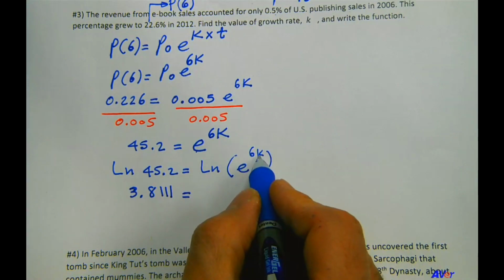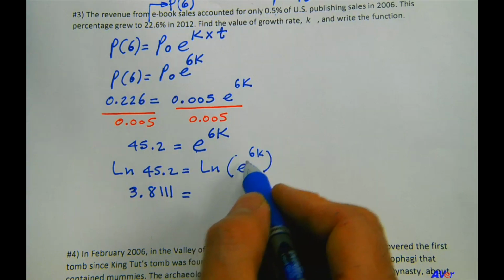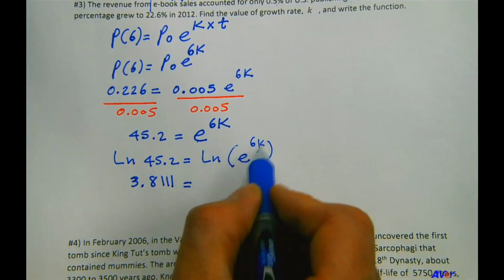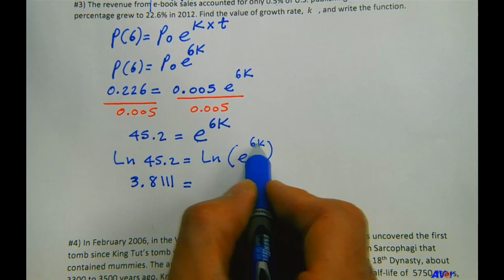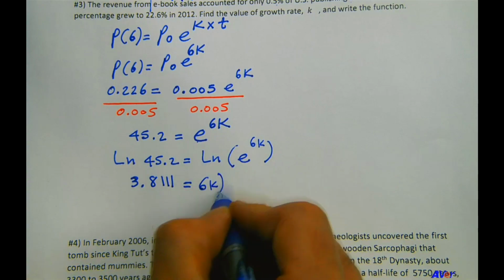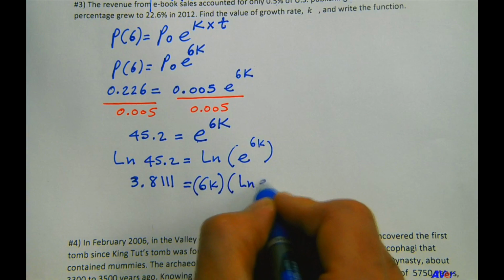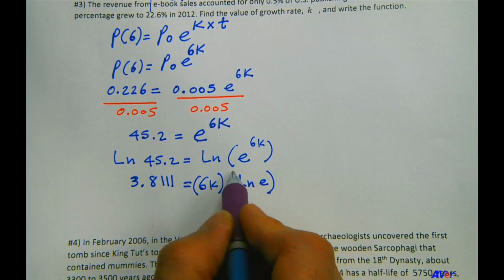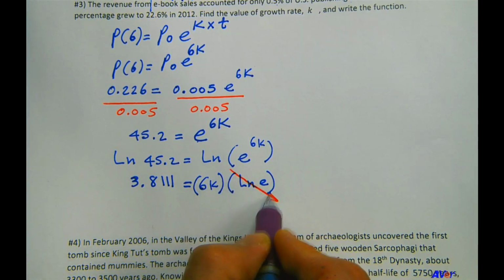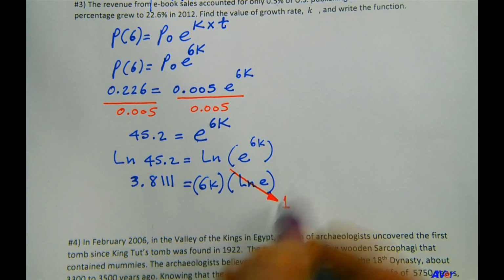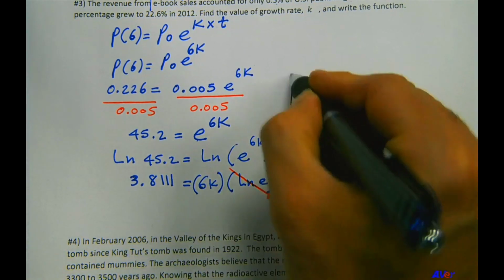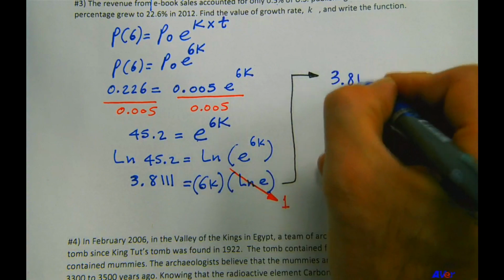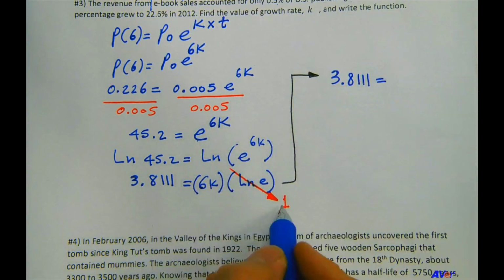Equals, now this 6k, we learned about properties of natural log and logarithmic functions last time, right? So we can make good use of one of those properties. That 6k comes in front. So 6k times natural log of e. But another property we learned about in the last video was that natural log of e is equal to 1, right? So we have 3.811 equals 6k times 1, 6k.